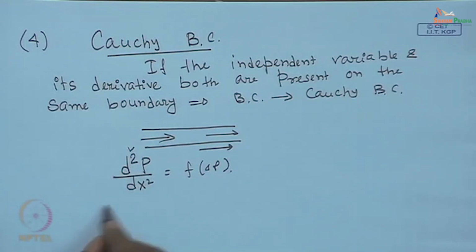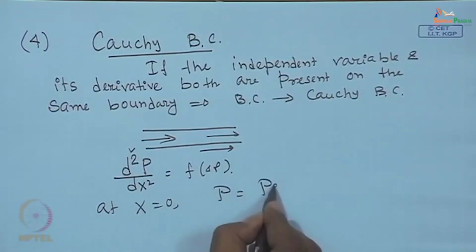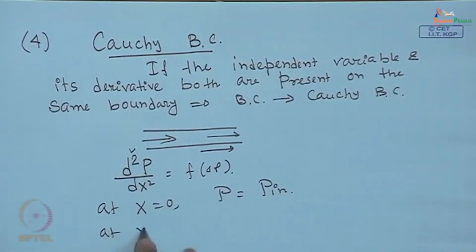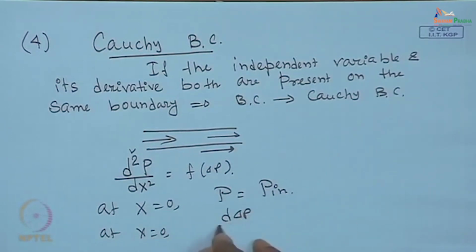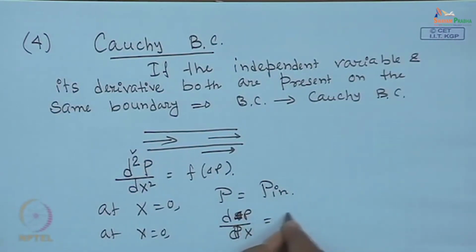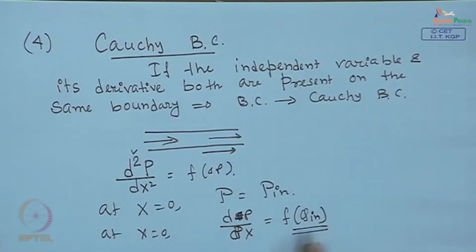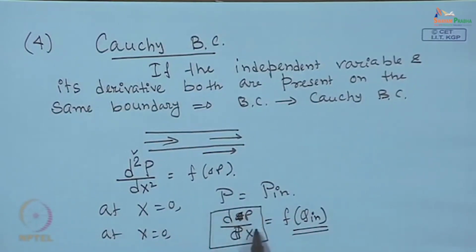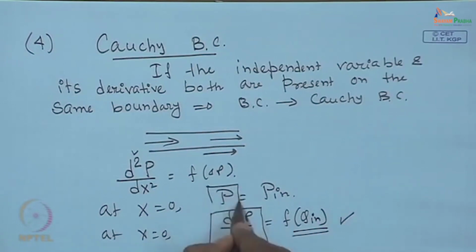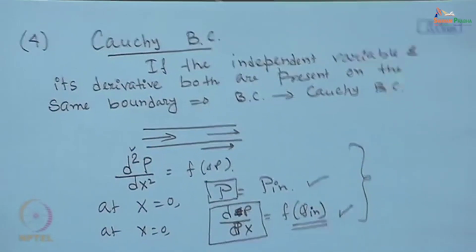But in this case, whatever is specified is that at the inlet point, at x is equal to 0, p is known. So, inlet pressure is known, and at x is equal to 0, dp dx is known, and that is related to a function of inlet flow rate, because that is a measurable quantity. So, since that is a measurable quantity, then dp dx is known. Therefore, at x is equal to 0, the derivative is also specified, and the value of the dependent variable is specified. So, this is an example of Cauchy boundary condition.